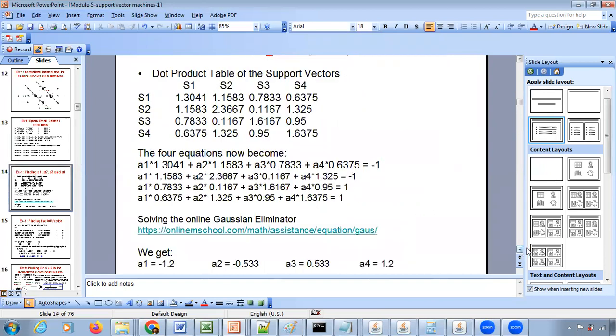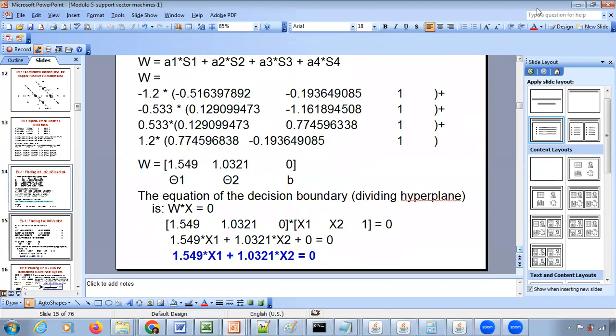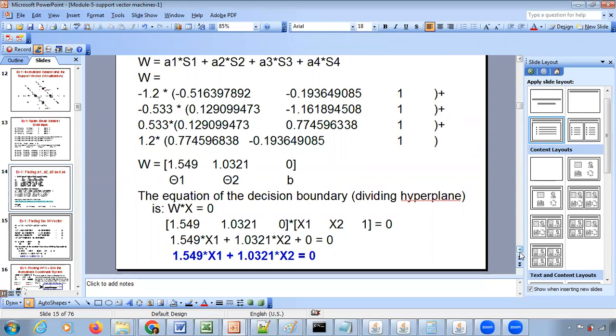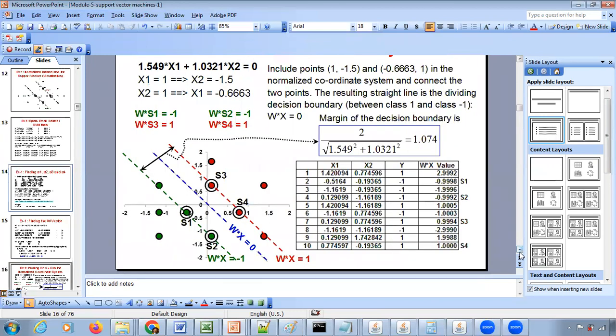And once you get the coefficients, we can build the decision boundary, which is W times X, where W is the parameter vector theta1, theta2, and B, where B is the bias. In this example, the bias came out to be 0, so the decision boundary does go through the origin. We found the margin of the decision boundary using the parameters theta1 and theta2, and then we validated the decision boundary for all the data points in the given data set.